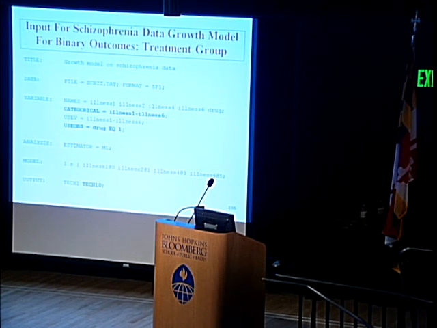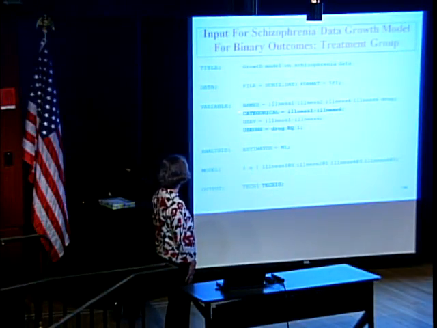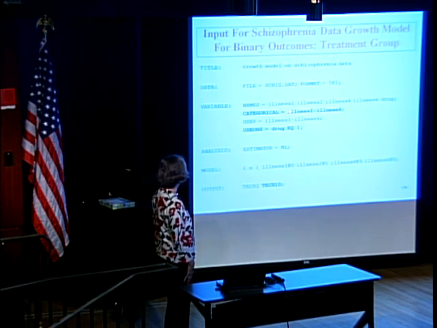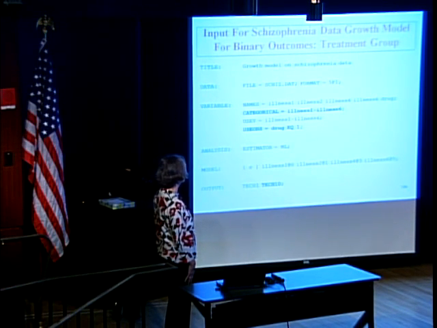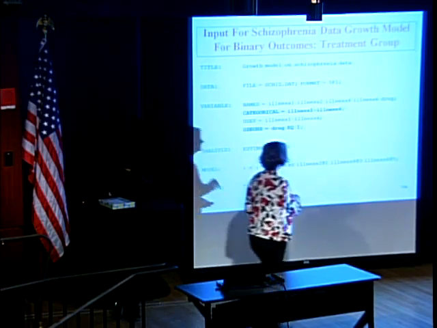And because the categorical option is used, Mplus will do the growth model parameterization where the thresholds of the categorical variables are held equal across time, and the intercept growth factor mean is fixed at 0, and the slope growth factor mean is estimated. Okay, so that's our input.